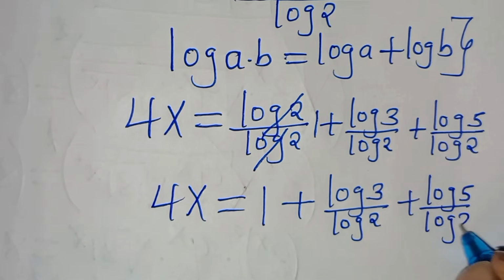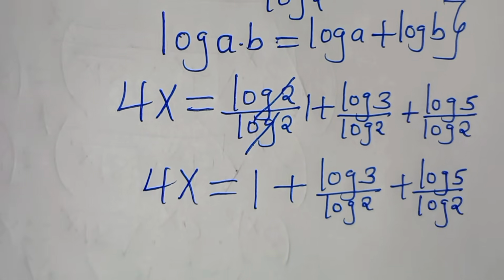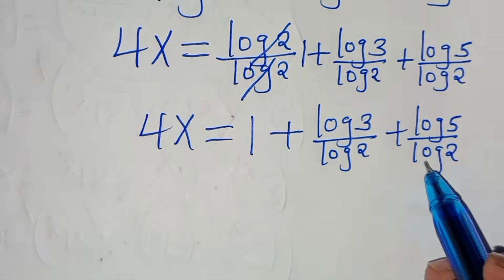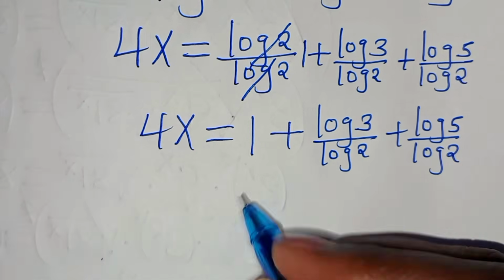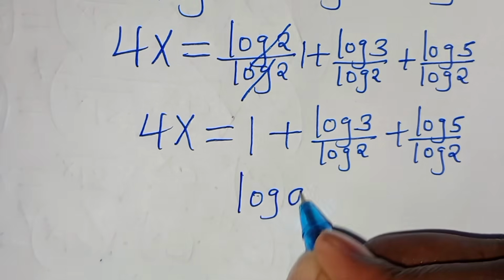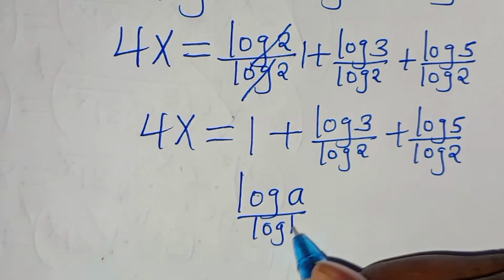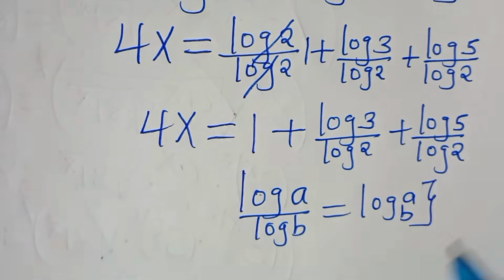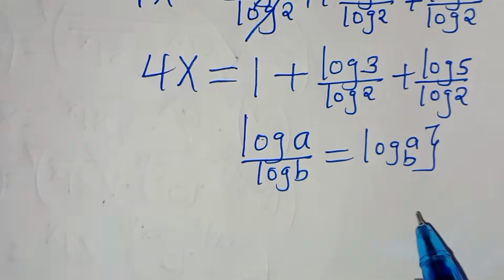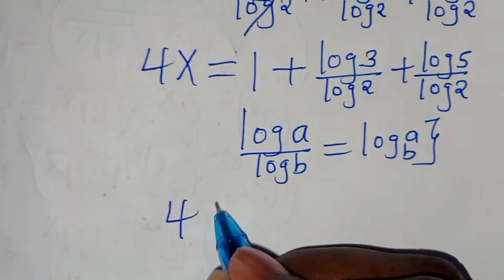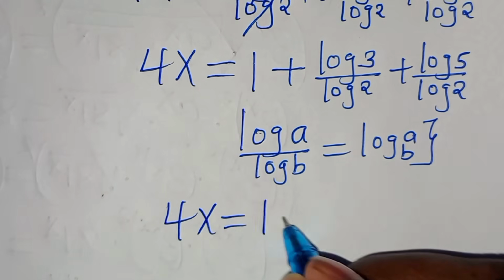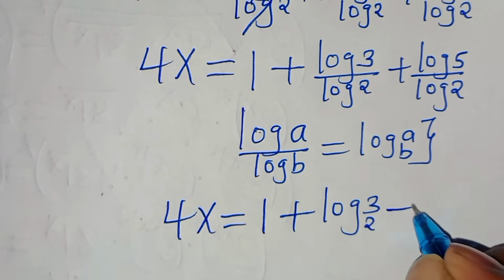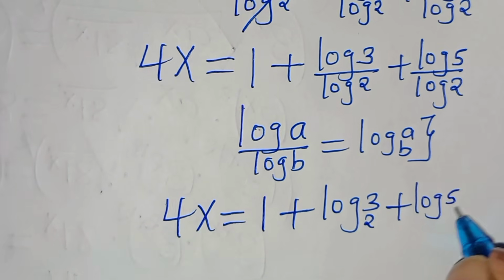Now, the next step is that we have log 3 over log 2 and log 5 over log 2. This is actually in the form of log a over log b, which we can express as log a to base b. Applying this logarithm property, we have 4x equal to 1 plus log 3 to base 2, then plus log 5 to base 2.